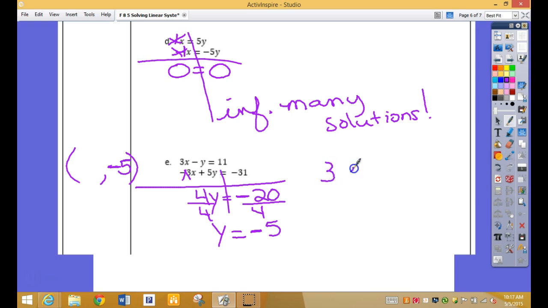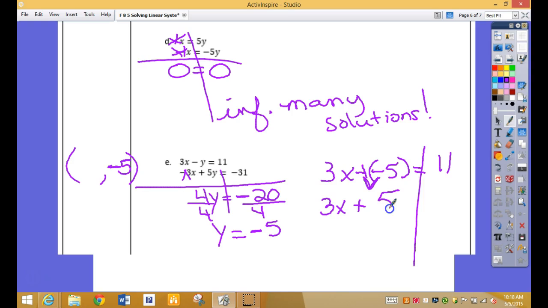3x minus y. What is our y? Minus 5 equals 11. What happens here? That's why I said watch out for your signs. You get 3x. Now what does this turn into? Negative times a negative, because that assumes 1. Negative 1 times a negative 5 is a positive 5 equals 11. And we minus 5 to both sides. We get 3x equals 6.